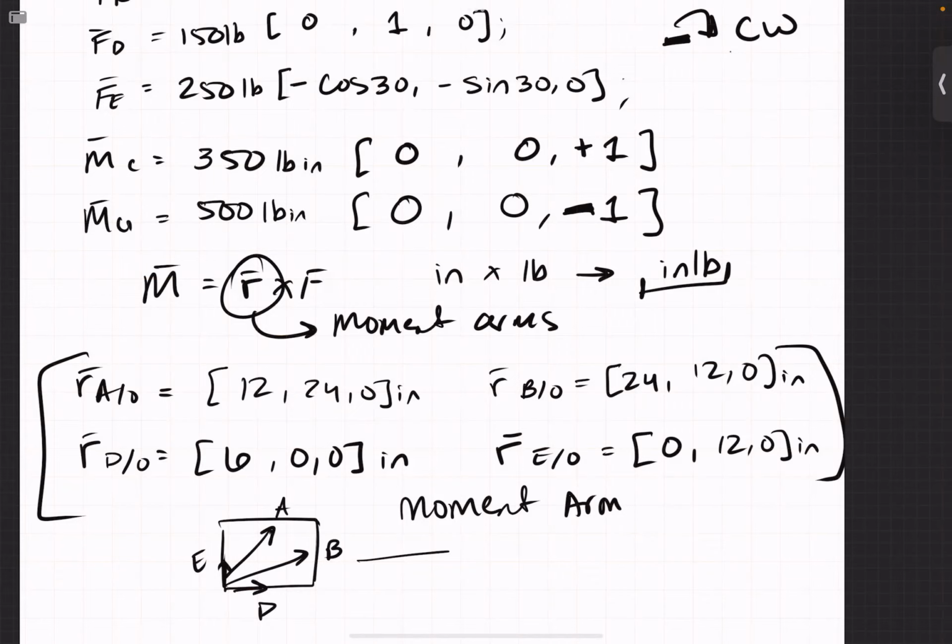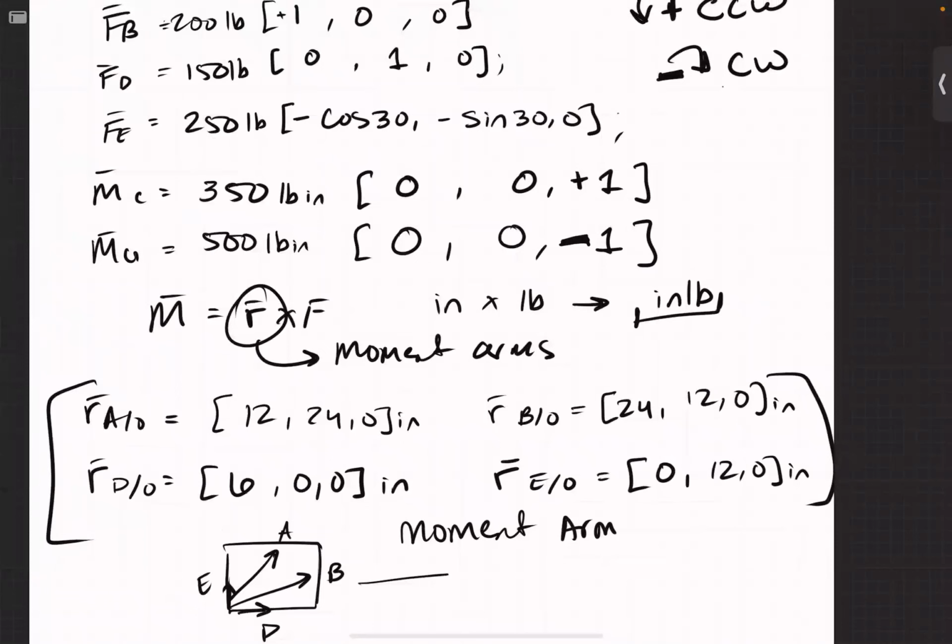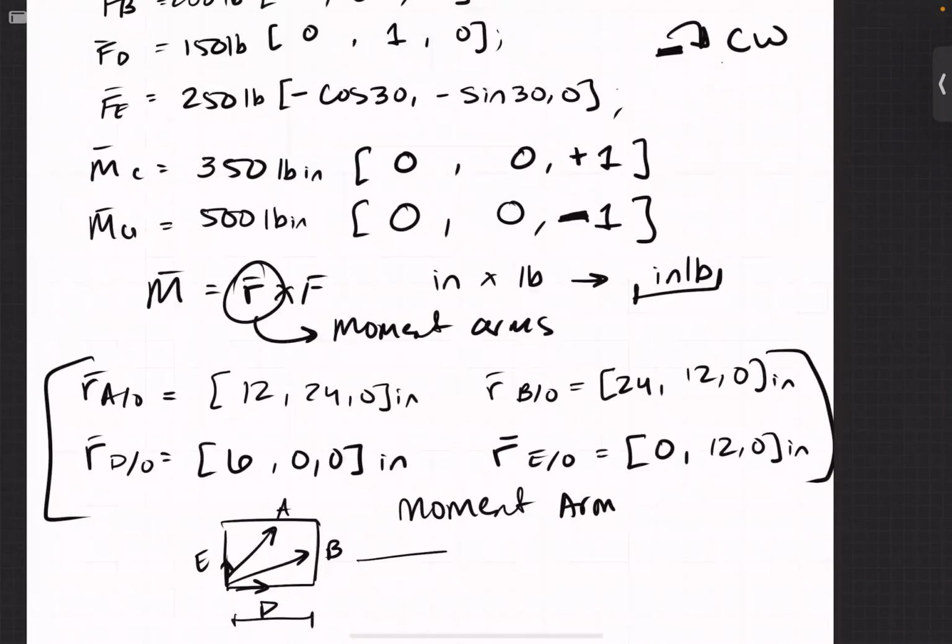Any other questions? For the x component, it's 24. Correct. It should be a square. It was given. I just wrote it really badly.